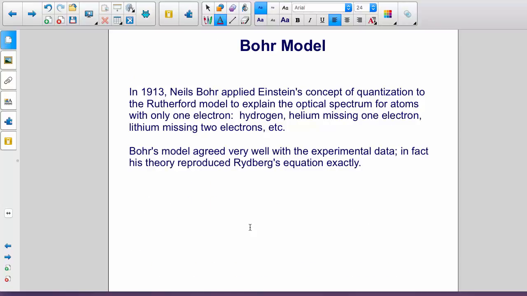In 1913, Niels Bohr applied Einstein's concept of quantization to the Rutherford model to explain the optical spectrum of atoms with only one electron. For example, hydrogen, helium missing one electron, lithium missing 2 electrons, and so on. Bohr's model agreed very well with the experimental data. In fact, his theory reproduced Rydberg's equation exactly.